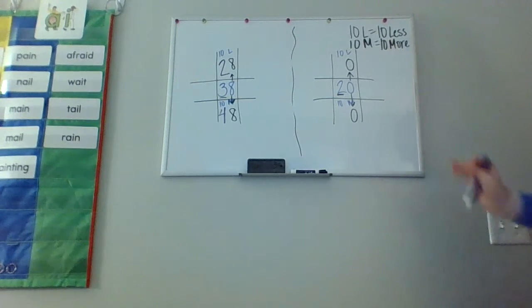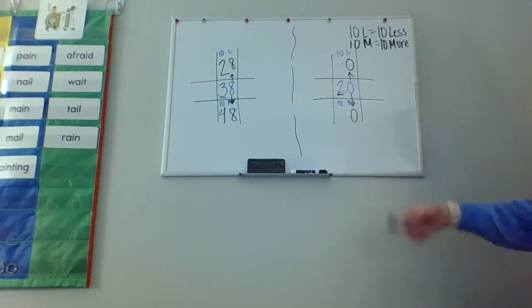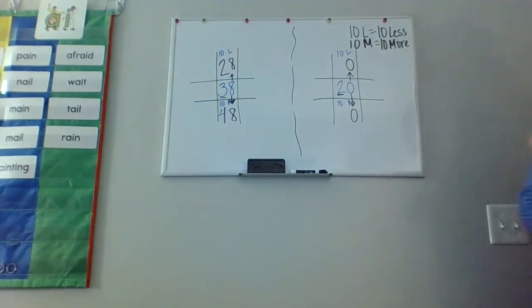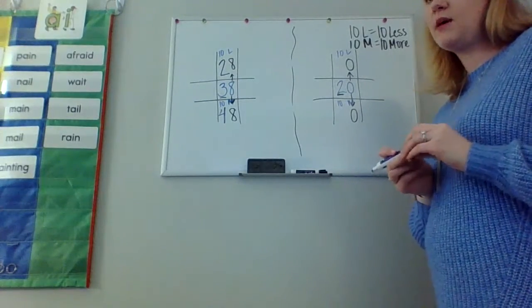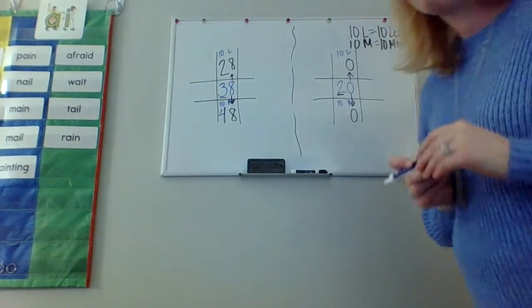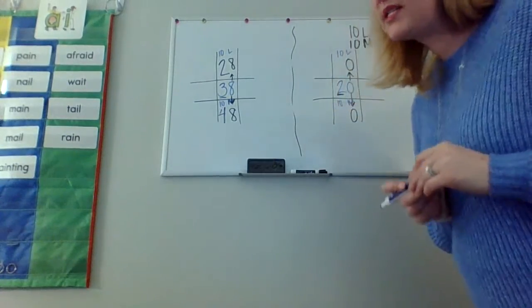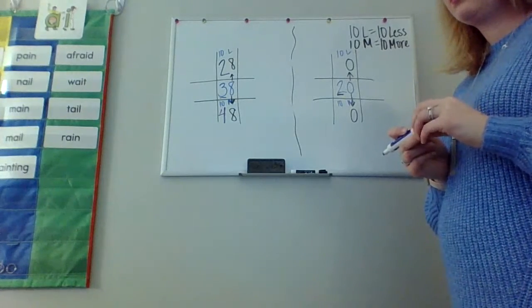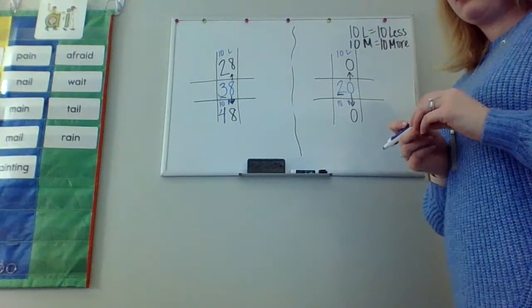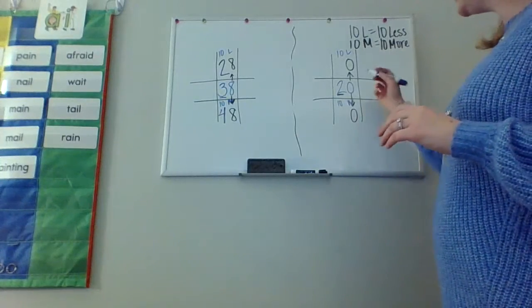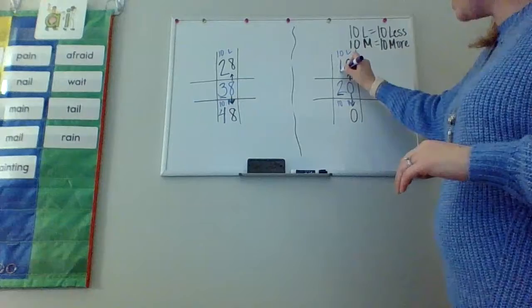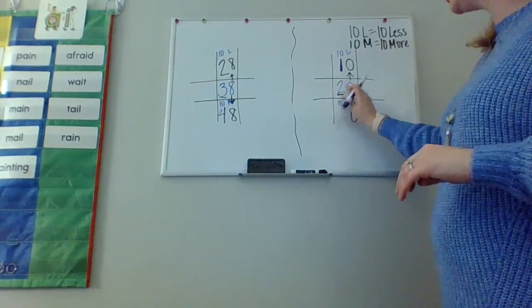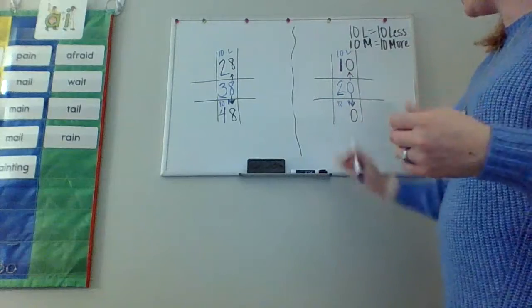Of 10 less than 20 and 10 more than 20. There we go. Good. Okay, who could tell me what is 10 less than 20? Carson, what is 10 less than 20? So 10 less than 20 is 10, right? Because taking 10 from 20 is 10.